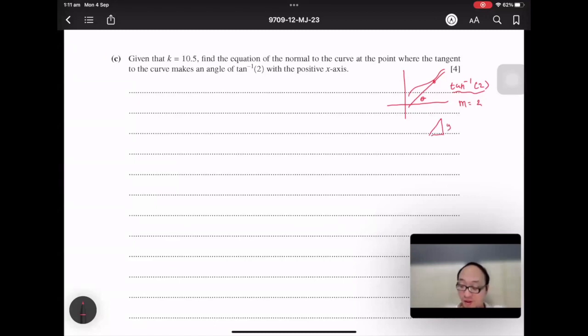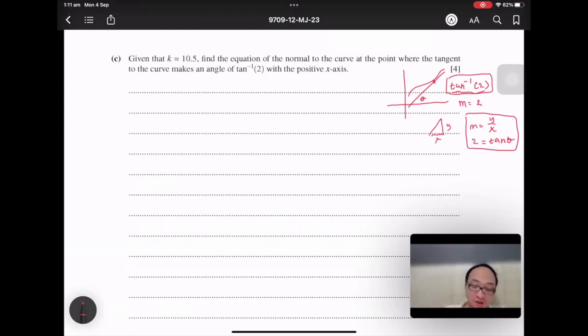Yeah, because m is the rise over run. This is y, this is x. So m is rise over run, and tangent is also y over x. So that means the gradient is equal to tan theta. In this case, the value of tan theta is 2, because the inverse tangent is equal to 2, so that means tan theta is 2. So the gradient is 2.